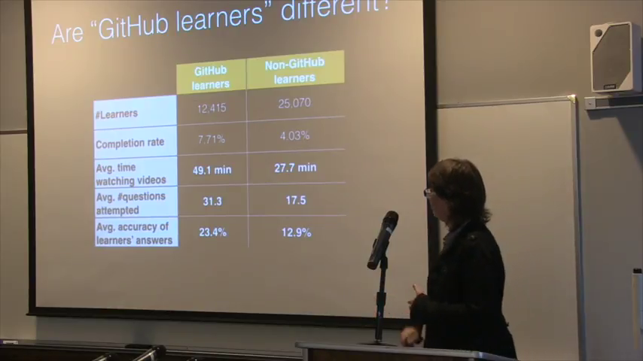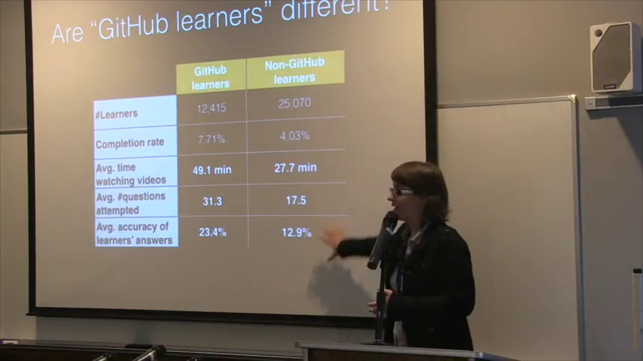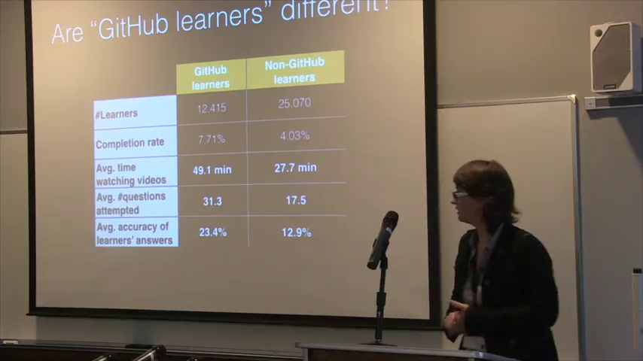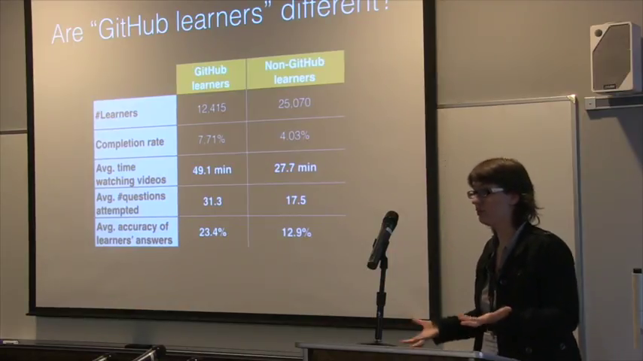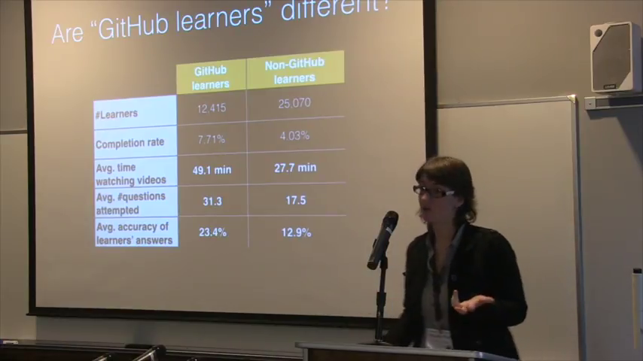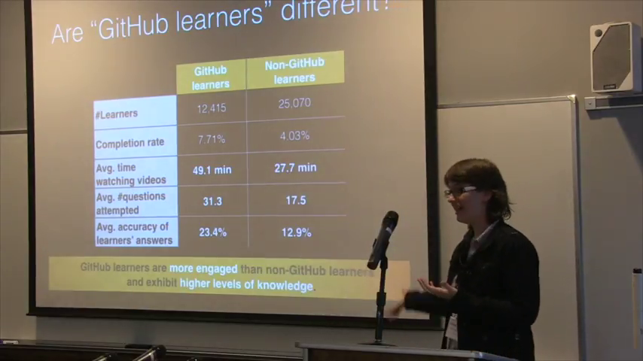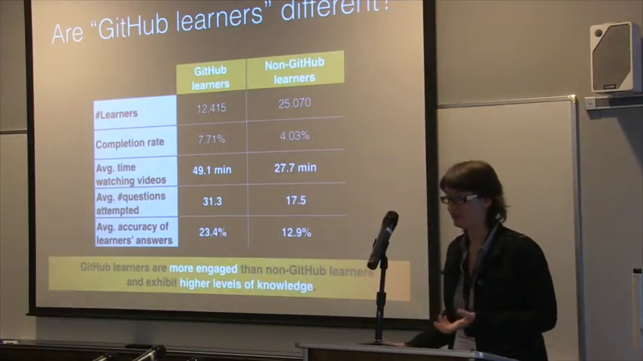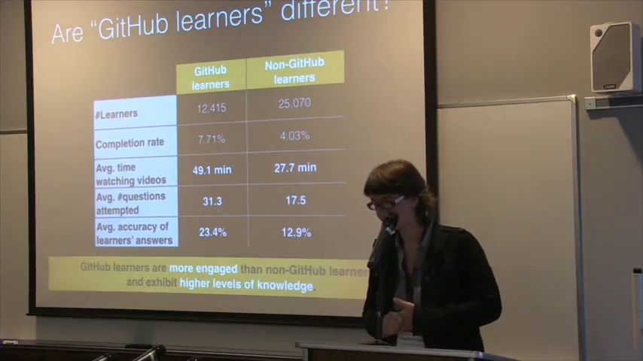And as you can see here, we looked at a bunch of statistics. Actually, we looked at many more, but here are the main ones. The last 3 are statistically significantly different. So people who had a GitHub account, presumably programmers, watched more videos, tried to answer more questions, and got more correct, which makes sense. So GitHub learners are more engaged, and they have higher levels of expertise. Again, something you would expect, but it's nice to get this confirmed.